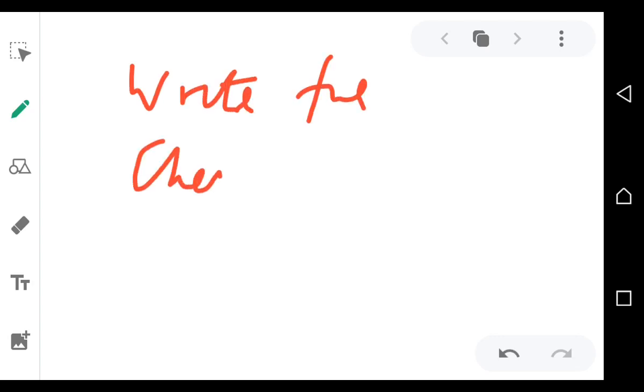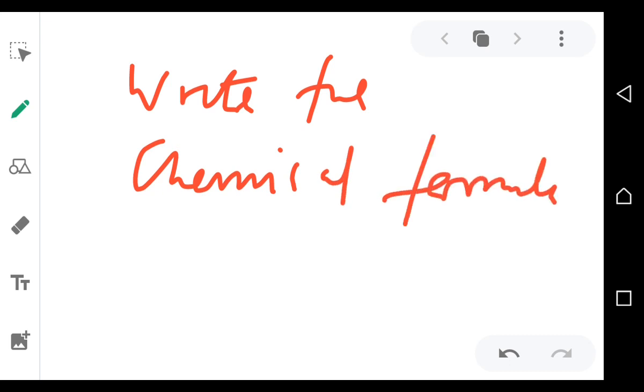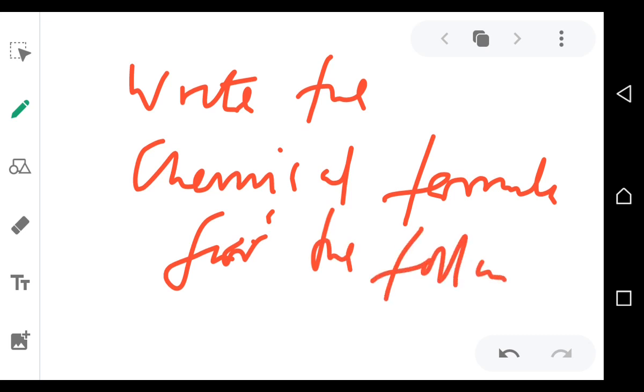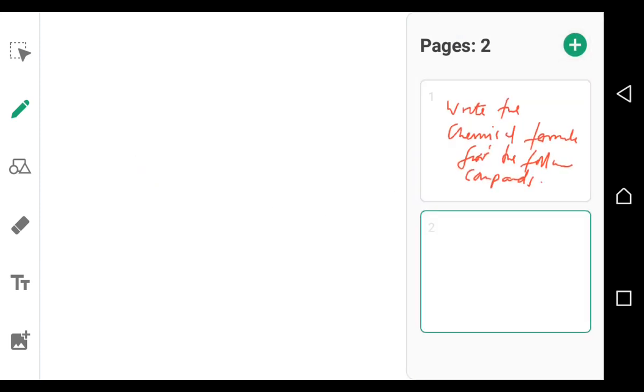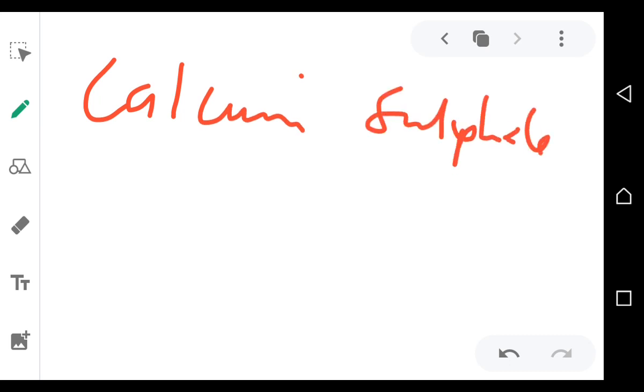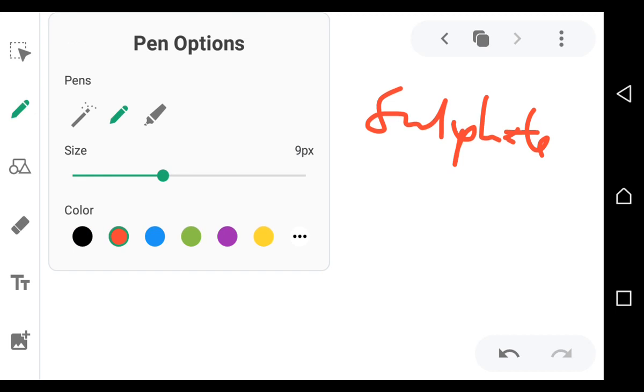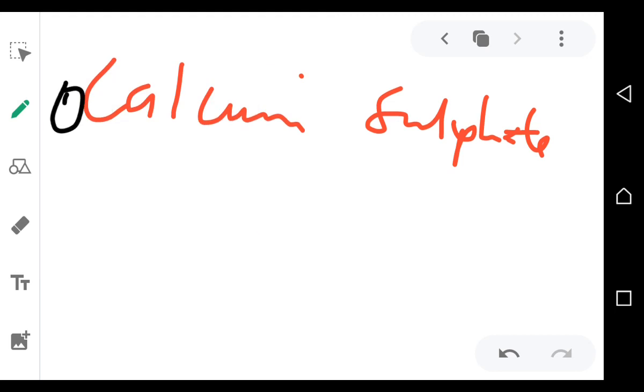For example, if they say write the chemical formula for the following compounds. Okay, writing the formulas for the following compounds. Let's say I tell you, write the formula for calcium sulfate, for example. Okay, you remember what I said? Writing the chemical formula for calcium sulfate.